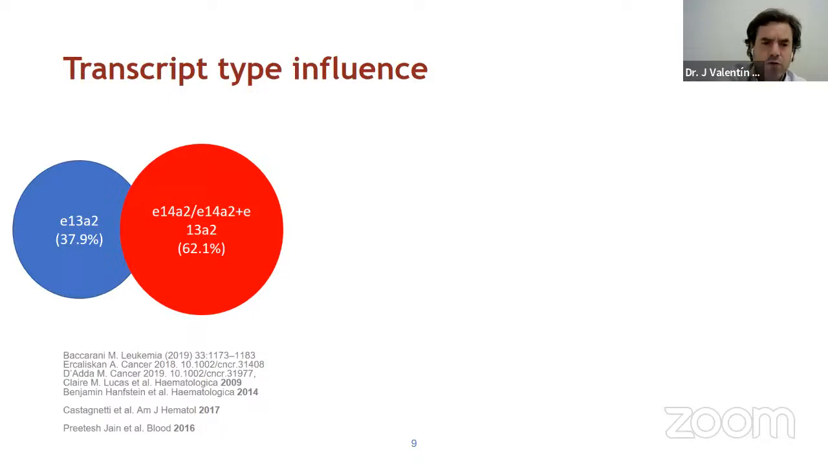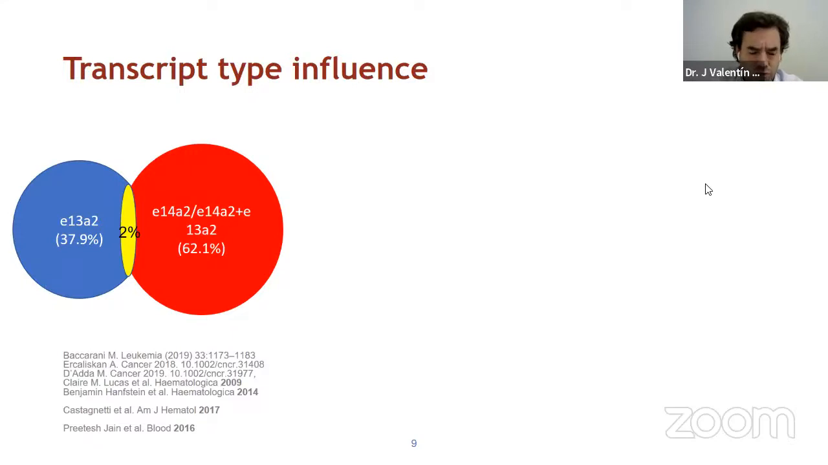Another factor that could be taken into consideration is the type of transcript. As you know, around 90 to 95% of the patients are going to harbor the so-called transcript P210. There are two types of these different transcripts. It is true that some differences between these two transcripts have been described, but we should consider them as having the same prognostic.